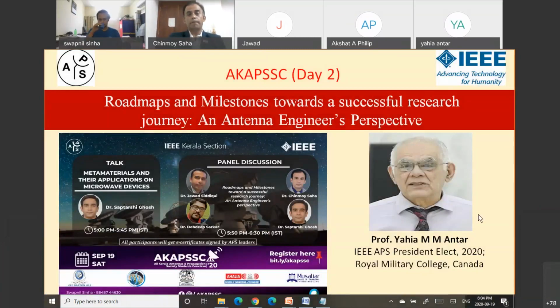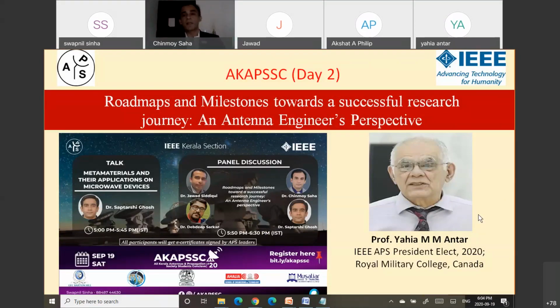So the panel will enlighten the youngsters, for the benefit of the new generation of students, on the roadmaps and milestones towards a successful research journey from an antenna engineer's perspective. As we know, each research journey is unique and differs from area to area. There are many branches of engineering, but here we'll be focusing on the antenna engineer's perspective. The initial panel planned was like this. We had a talk by Dr. Ghosh and then 4 panel members. But anyway, we are really pleased, even though because of a technical glitch, to have Professor Yahya Antar as the lead speaker for this particular panel.